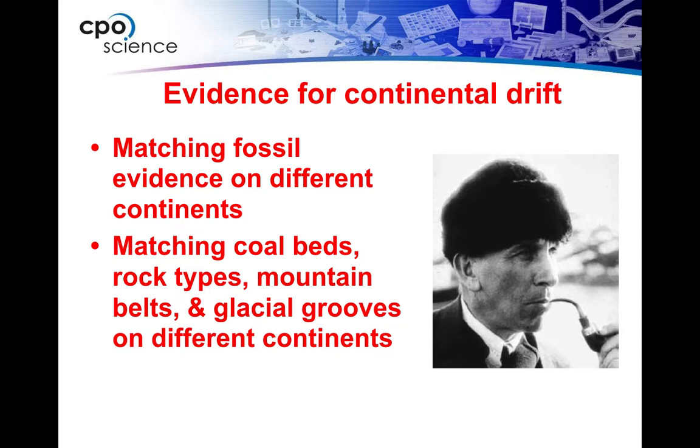Matching coal beds on different continents. We had matching rock types on different continents. There were mountain belts that lined up. And then finally there were glacial grooves that actually lined up as well on those different continents. When glaciers move across land, they actually scrape the land over the surface, kind of like, imagine dragging something really heavy over maybe a concrete driveway and then scratching that. So they had scratches that lined up on either continent.